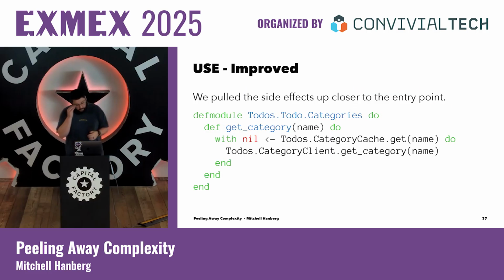So in our cleaned up version, we pull our side effects up closer to the entry point. Here in our get category function that we call in the controller action, we have some of the same behavior, but instead of our get category cache function being responsible for calling the category client, we're lifting it all up into this one situation.